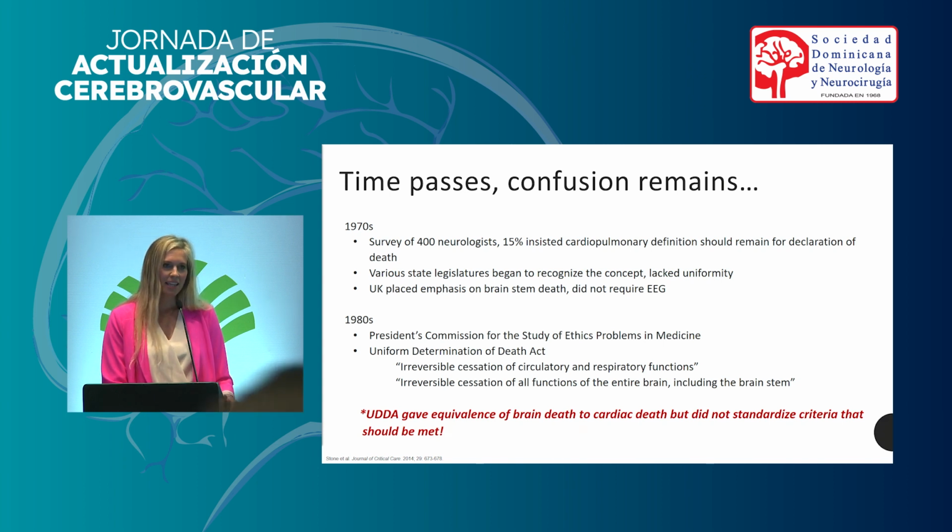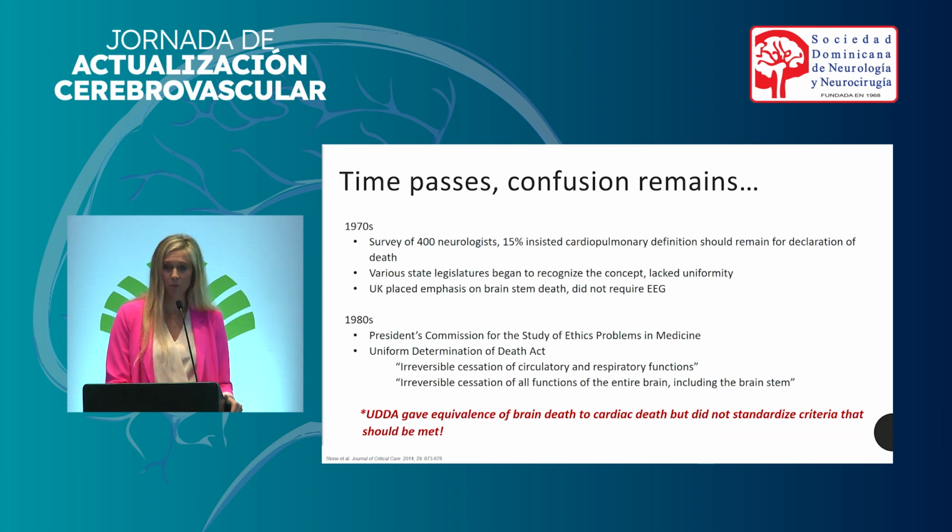And essentially, that gave legal representation to death in that you can die two ways. You can die when your heart stops, and you can die when your brain stops working. So they defined it as irreversible cessation of circulatory and respiratory functions, or irreversible cessation of functions of the entire brain, including the brainstem. So this is a very important law that basically gave power to the definition of brain death, saying you can die through cardiac death or cardiopulmonary death, or you can die through brain death.